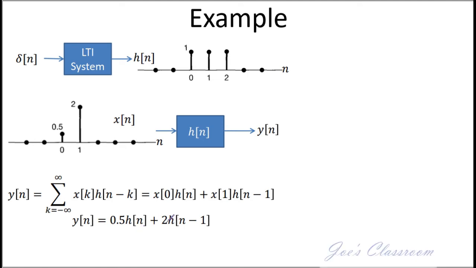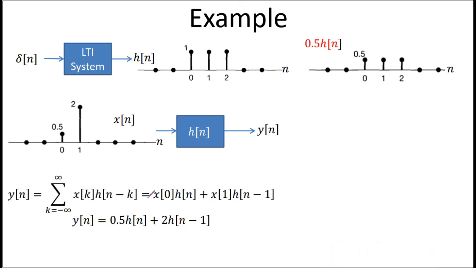h of n is already available to us. What is going to be 0.5 times h of n? All the terms in h of n have to be multiplied by 0.5. So all the magnitudes will become 0.5, and this is what you will get.